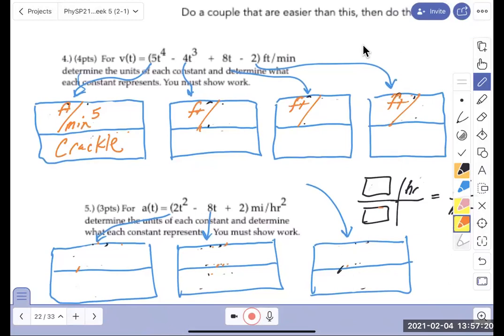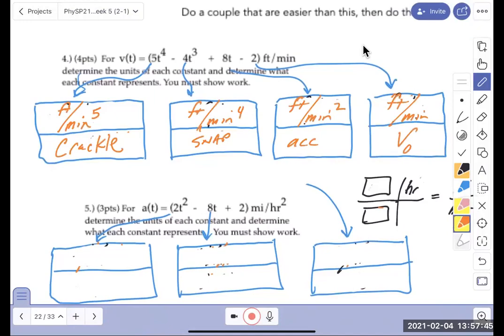So this is feet per minute to the fourth, and we know that's snap. Then we skip one, we skip the cube, so now we have feet per minute squared. That's acceleration. And then just plain feet per minute, and that's my V naught.